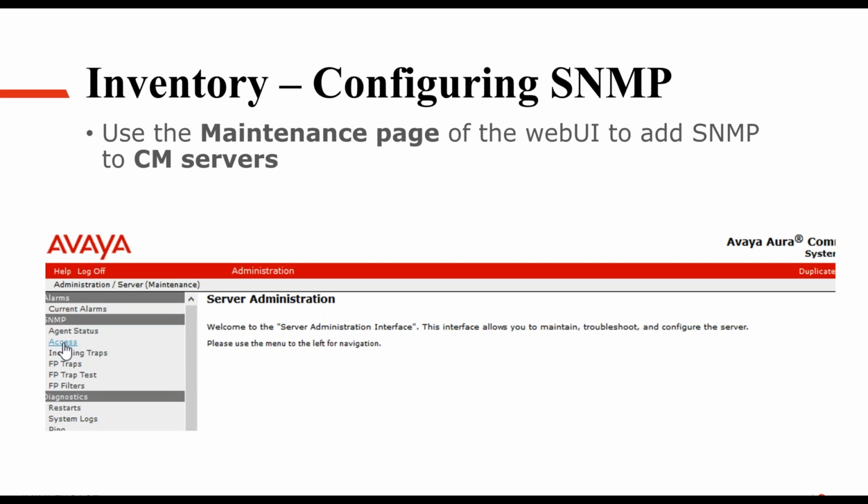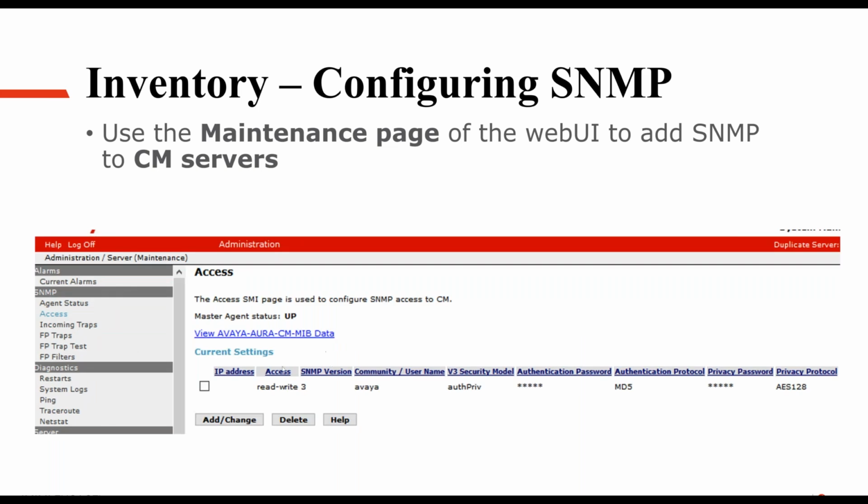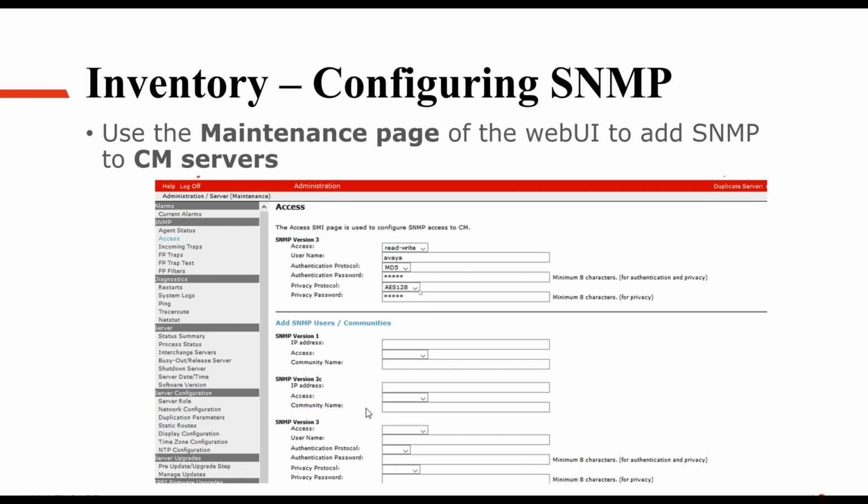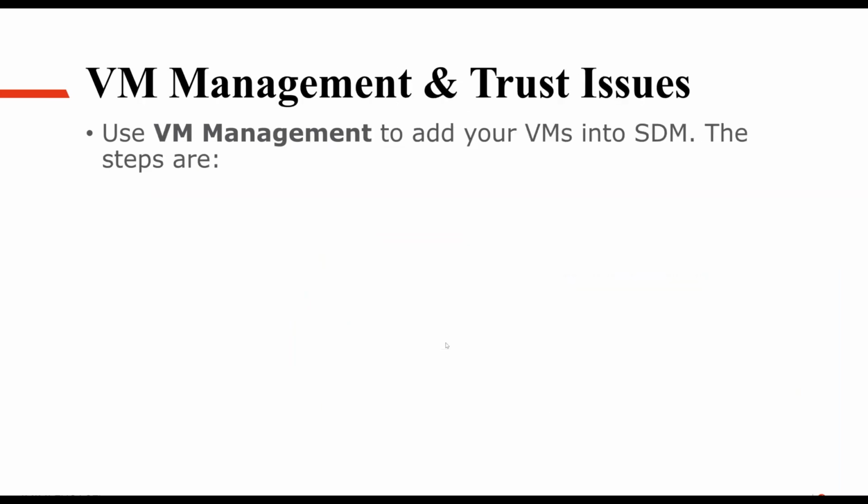To configure SNMP identically on an Avaya server, here's a Communication Manager example from the admin page on the web UI. You'd click Access, add or edit an existing SNMP profile, and fill out the information exactly as before, or exactly as was done in System Manager.